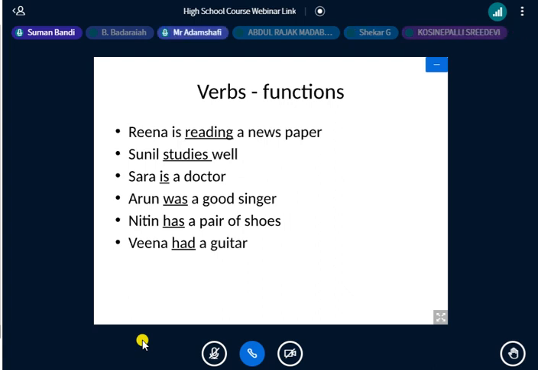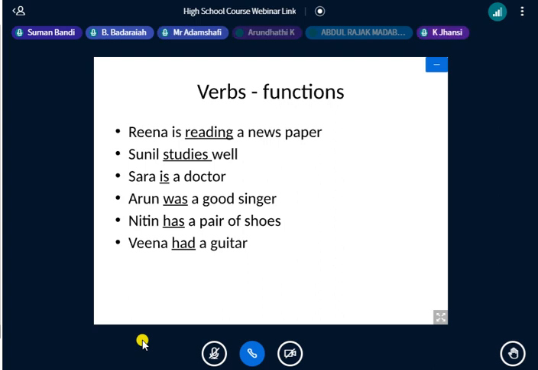Now look at the third sentence. Sarah is a doctor. Is there an action? There is no action, but there is a verb, is, which is a be form. So what is this doing here? This verb here, is, indicates state of being. State means sthiti. Whose state? The subject's state. So a be form is used to represent state of being. State of being can be present, past and future. Sarah is a doctor, present state of being. At present, she is a doctor.